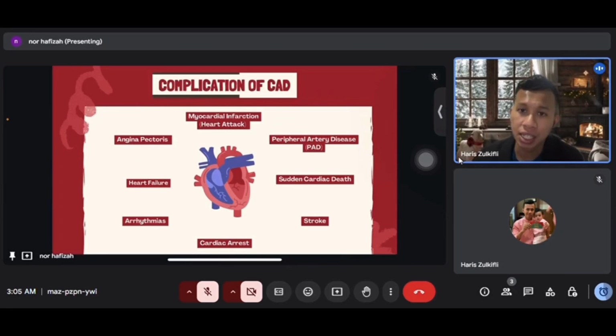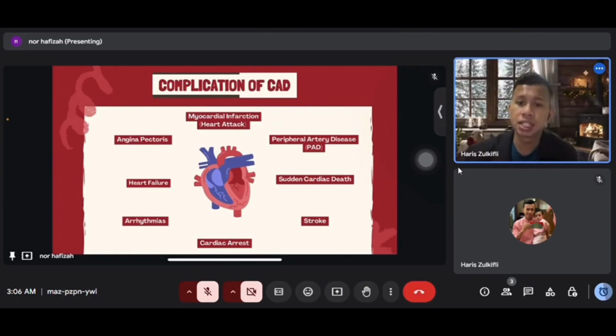And after that is heart failure, where a weakened heart may result from long term CAD, where the heart cannot pump effectively to meet the body's needs. And next is arrhythmias, which is irregular heart rhythm that can develop due to damaged tissue or disrupted electrical signals, potentially causing symptoms or leading to a complication.